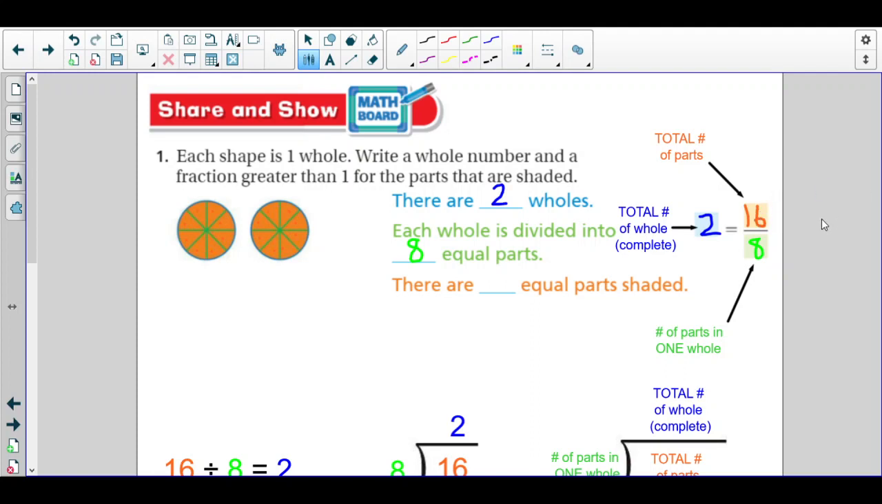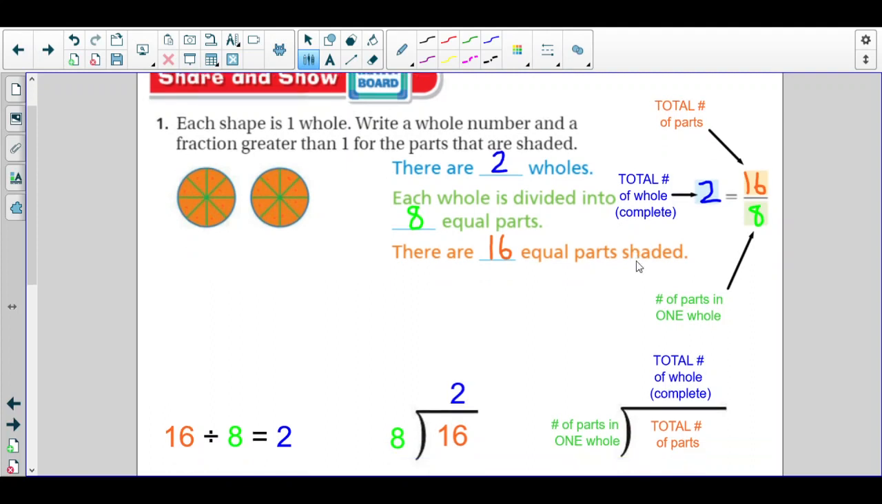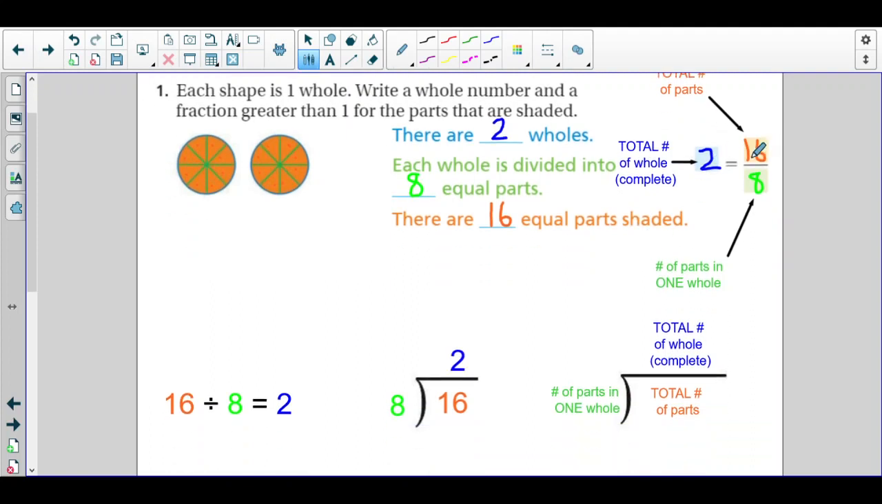And we ended up with this fraction that we actually call an improper fraction. An improper fraction meaning the top number, right, or the numerator is greater than the bottom number, the denominator. Okay, so we did have our 16 equal parts right here. And then I told you that fraction problems are actually division problems in disguise. So if we take 16 divided by 8, that equals 2.